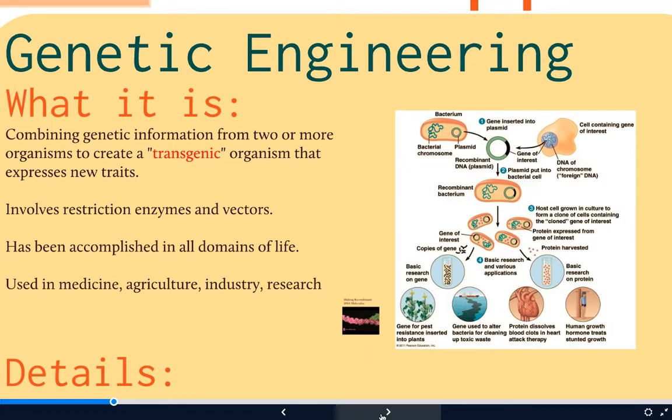All right, so first up, genetic engineering: combining genetic information from two or more organisms that can create a transgenic organism that expresses new traits that it didn't before. So bacteria are commonly used for this because we can manipulate them very easily. It involves the chemical scissors, the restriction enzymes, and then the vectors, right? And so the vector that we would use would be a plasmid vector. Okay, it's been accomplished in all domains of life, used in medicine, agriculture, industry, and research.